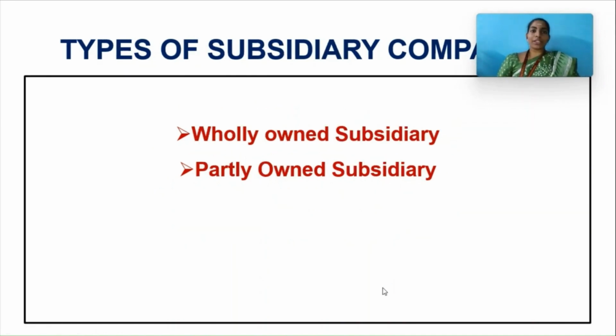Next, we'll see what all the different types of subsidiary company are. We have two main types, that is wholly owned subsidiary and partly owned subsidiary. If the holding company owns the entire share of a particular subsidiary company, it becomes the wholly owned subsidiary company. If more than 51 percent of shares are held by the holding company and the remaining are held by minority shareholders, then the company is called the partly owned subsidiary company.